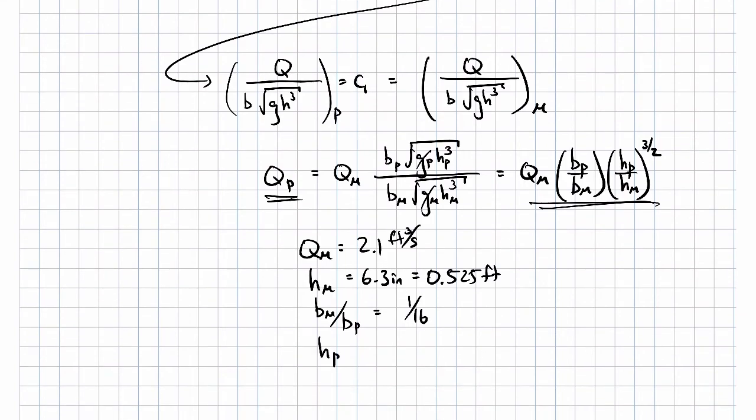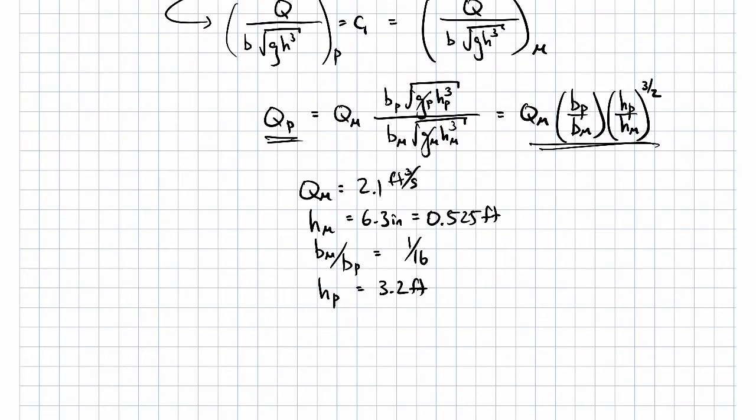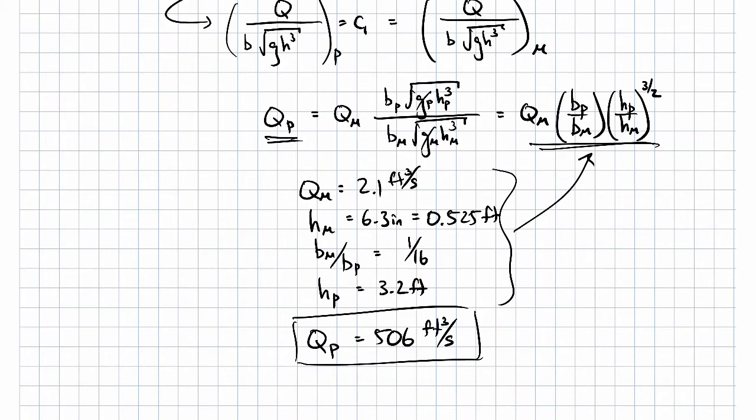And then the H of the prototype, we're told in the problem statement, is 3.2 feet. In our model, it's only 6.3 inches, and we measured that volumetric flow rate. The prototype, we're told that it's 3.2 feet. This is a much bigger scale. We want to know the volumetric flow rate for that condition. So we can plug all these values back into here, and when you do that, you'll get the volumetric flow rate for the prototype is 506 cubic feet per second. So obviously a much larger value than what we had for our model.